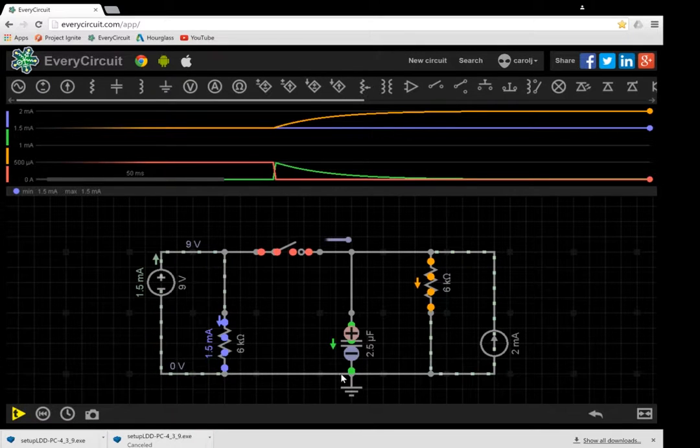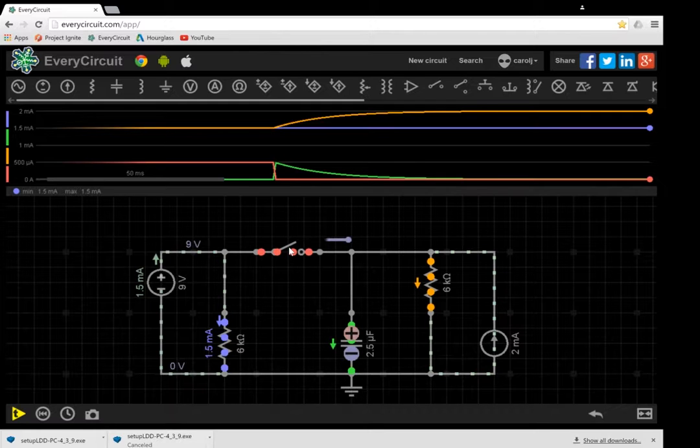Now the current through the capacitor is not registered as 0, but it's very, very close. We can see the green line here, and it's very close to 0 amps. For the current through the switch, of course, we'd expect it to be 0 since it's been thrown open.